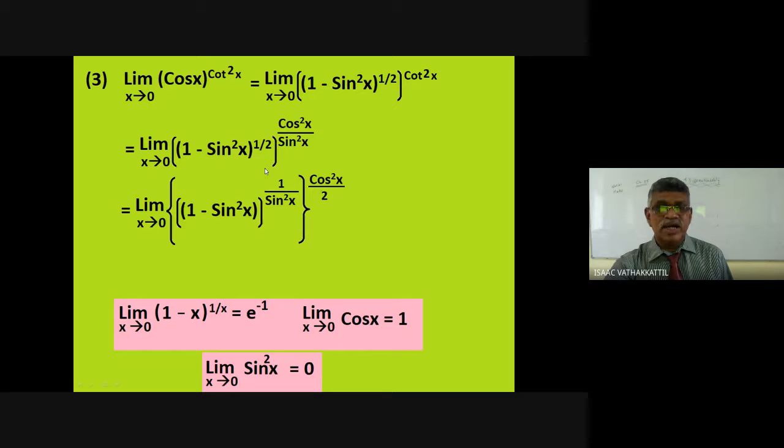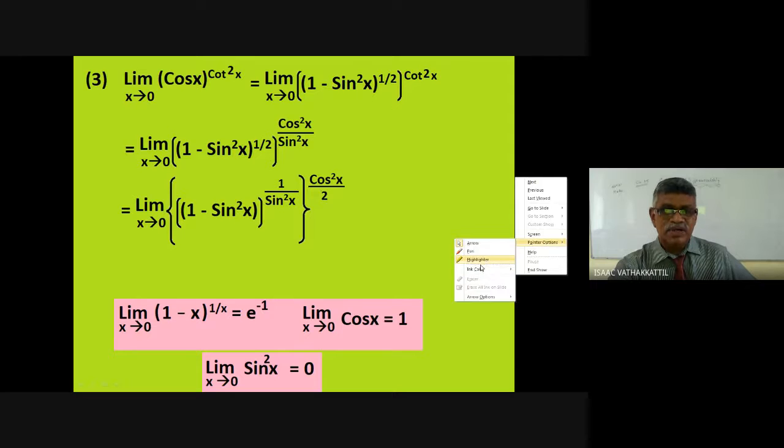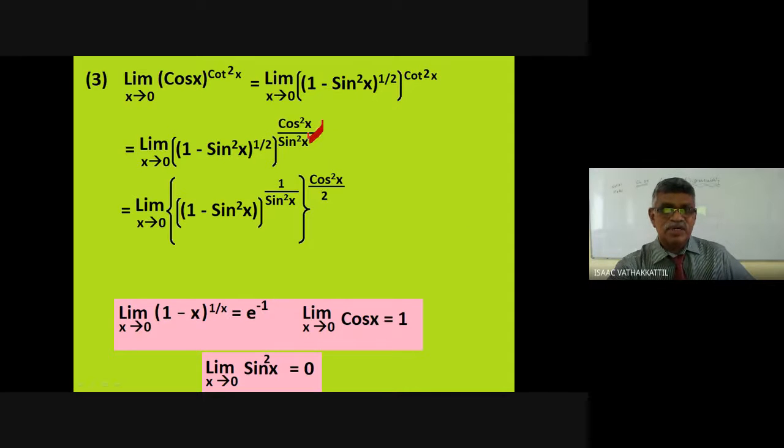I would like to rewrite this as limit x to 0, 1 minus sine squared x raised to 1 by sine squared x. 1 by sine squared x is taken from that term, and further left out cos squared x, raised to 1 by 2, that is cos squared x by 2.